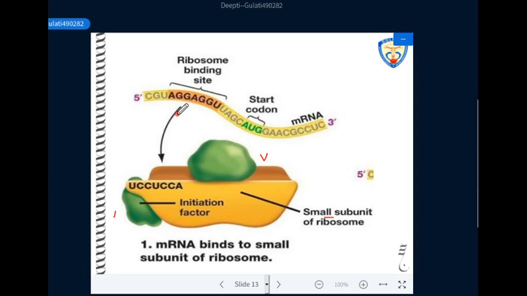So the ribosome binding site is a Shine-Dalgarno sequence, which is AGGAGGU, having a complementary sequence UCCUCCA in the 16S rRNA of the 30S ribosomal subunit. And this sequence, as you can see in this picture, is upstream of the start codon or the initiation codon. So the messenger RNA binds to the small ribosomal subunit at a specific sequence, and that sequence is the Shine-Dalgarno sequence in the transcript.